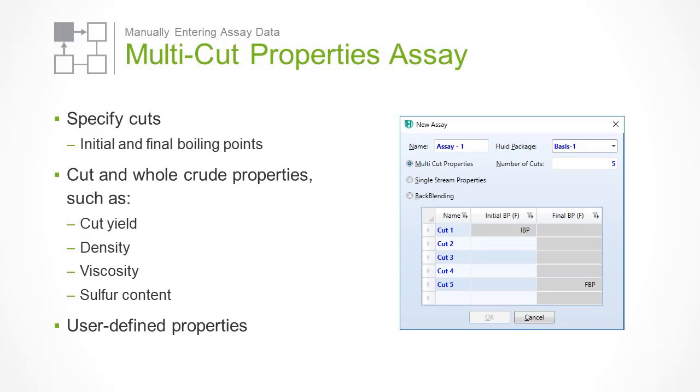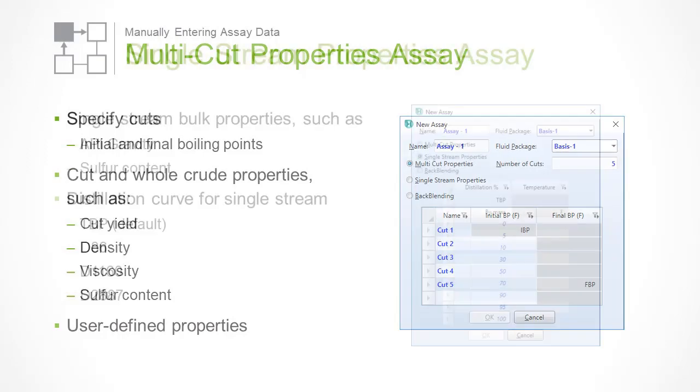The multi-cut properties option, which is the default, allows you to specify multiple cuts by their initial and final boiling points and enter properties for each cut in addition to whole crude properties. You can enter properties such as cut yield, density, viscosity, sulfur content, and many more. For properties that are not in the system, you can define your own properties. Most common crude assay data properties are available in this form by default.